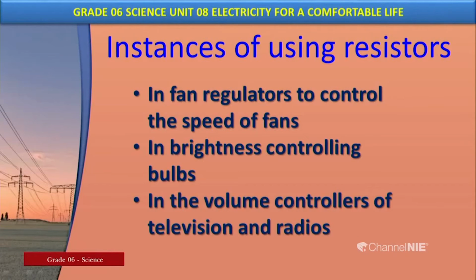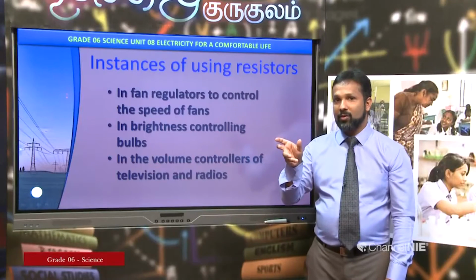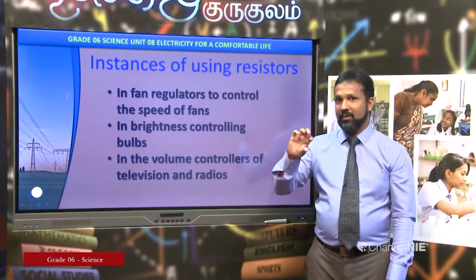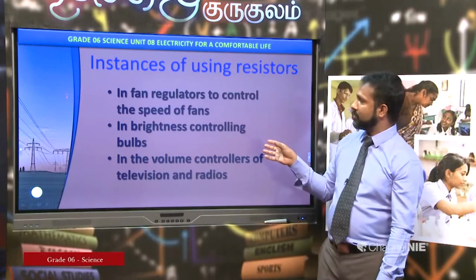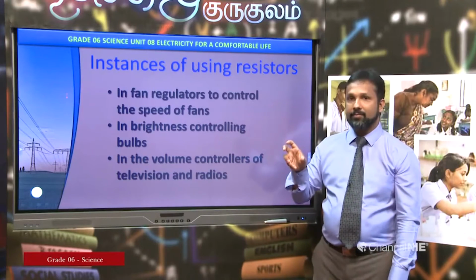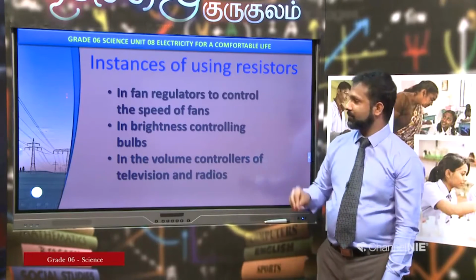In fan regulators, to control the speed of fans, I told you earlier. In brightness controlling bulbs, you might have seen sometimes we use bulbs where the brightness can be reduced or increased. The brightness change in bulbs contains resistors.